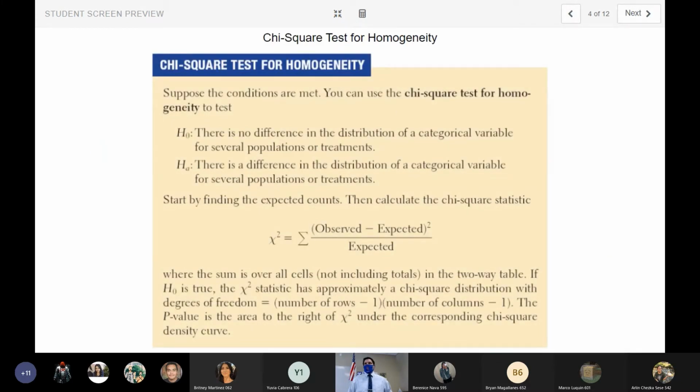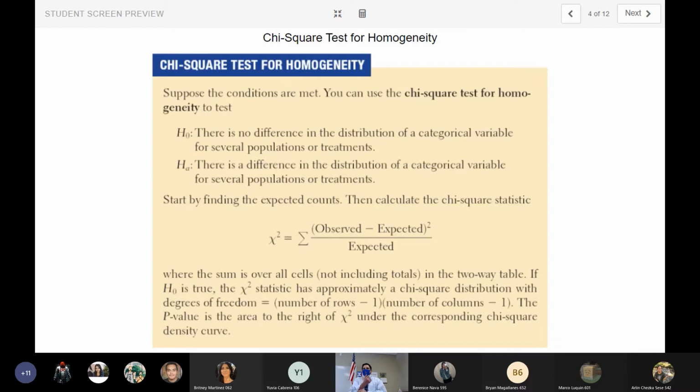Here we have the basic rundown for how to perform a chi-square test for homogeneity. There are some sample hypotheses just in general without a specific context. You can use those as kind of templates if you need. So we suppose the conditions are met. We use the chi-square test for homogeneity to test our two hypotheses.